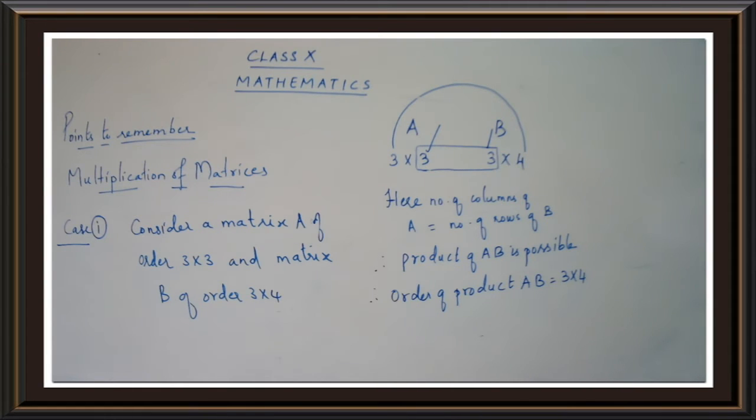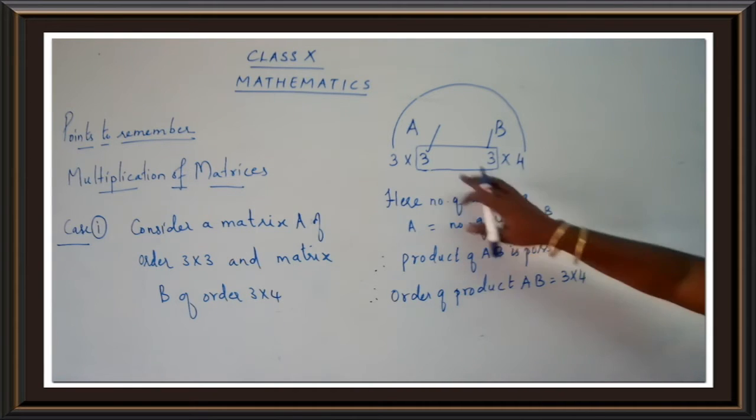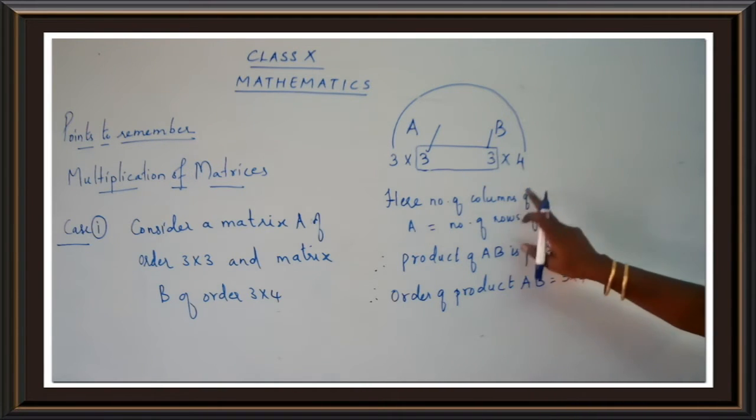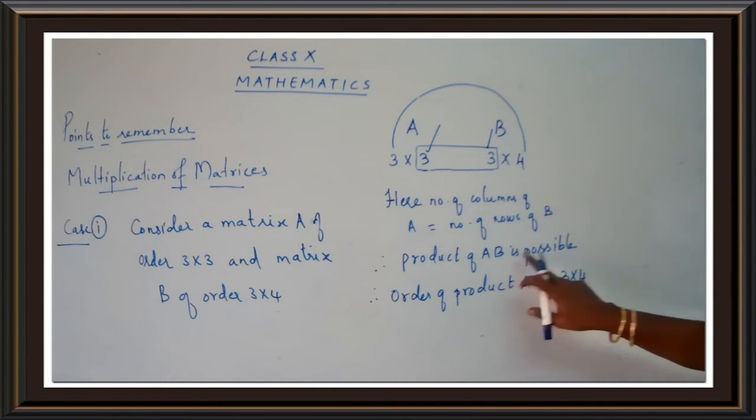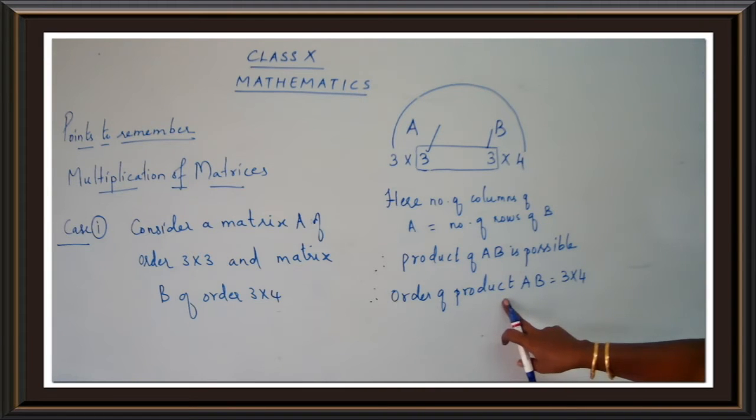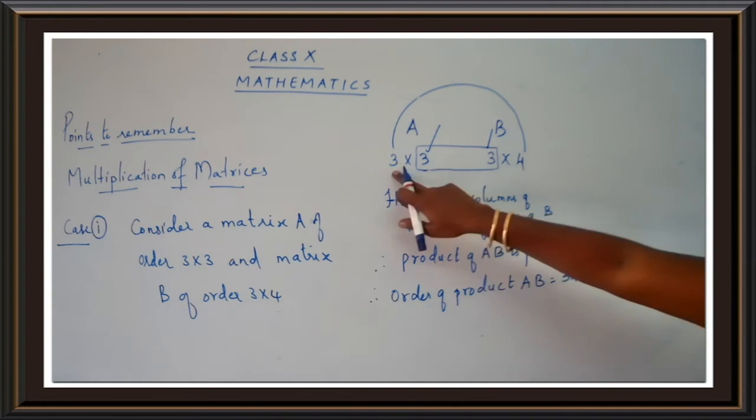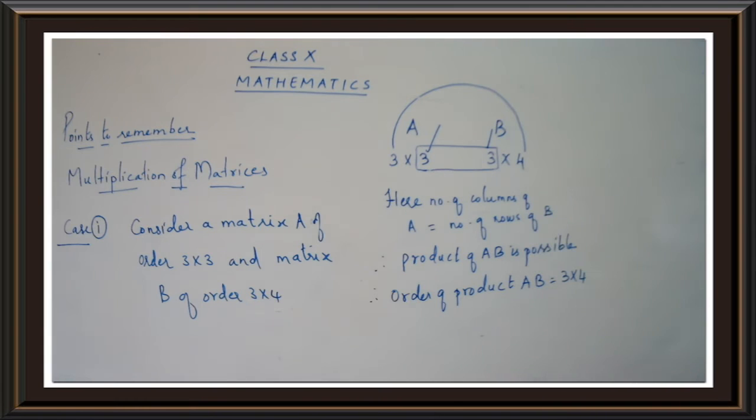So this was case 1. Case 1, so we have considered a matrix 3 cross 3 and matrix 3 cross 4. So we have to check: number of columns of A should be equal to number of rows of B. So when you have such a condition, you say the product is possible, and you can write the order also. What will be the order? 3 cross 4. Okay, children?